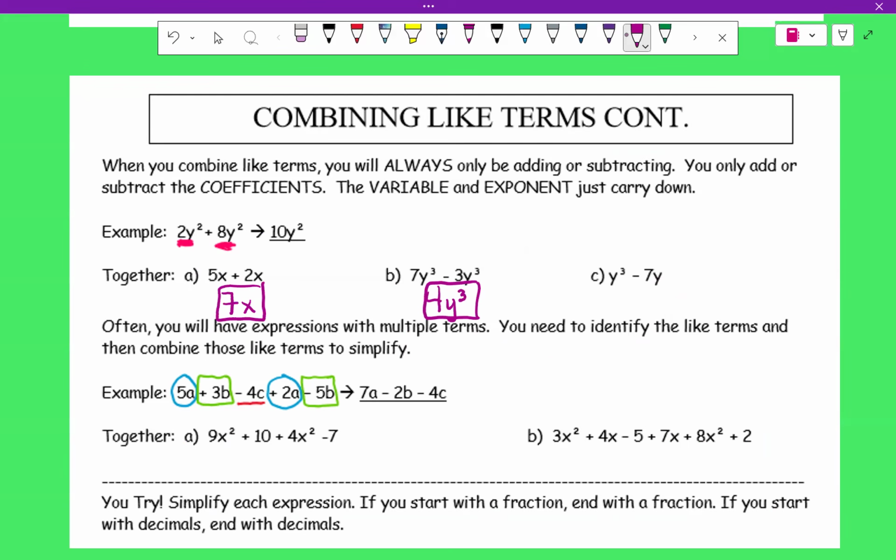How about C, y cubed minus 7y? How would that simplify? This is in simplest form because these are unlike terms, so we can't do anything else.